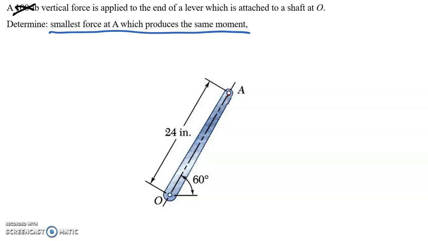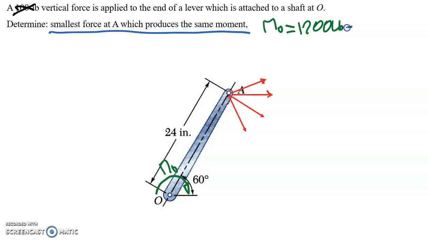That means we will have a force at A that can be directed however we want, and we are looking for the smallest one possible that will create exactly the same moment we had before. Now, the moment is being applied at O, and the moment about O is worth 1,200 pounds inches. So we are looking for that.